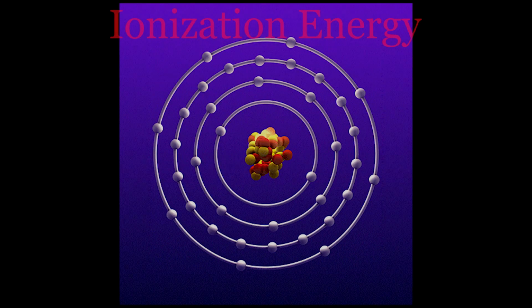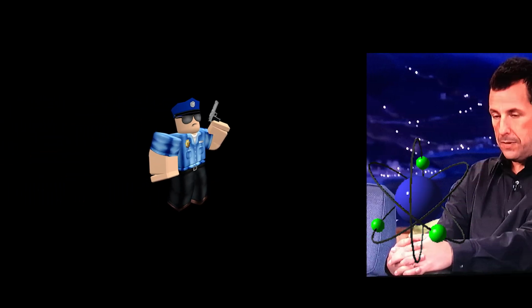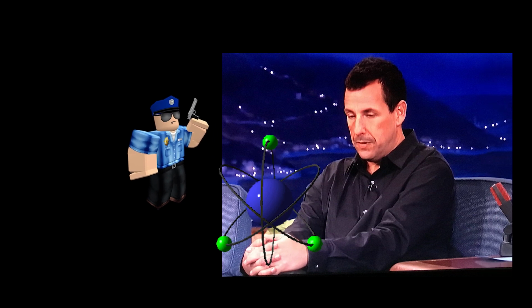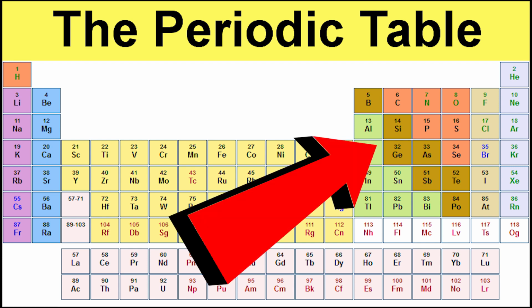I'll be talking about ionization energy and electronegativity. Ionization energy is basically the amount of force needed in order to take away an electron from an atom. The more up and to the right you go on the periodic table, the higher the ionization energy will be.